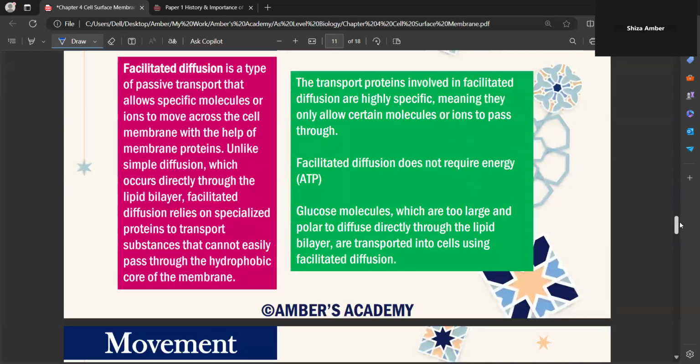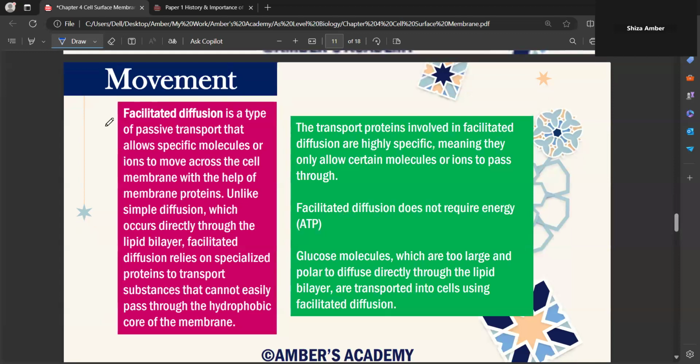Okay. Now coming towards facilitated diffusion. So this is something new. Facilitated diffusion is a type of passive transport that allows specific molecules or ions to move across the cell membrane with the help of membrane proteins. We discussed that facilitated diffusion requires channel proteins. We have two types of membrane protein, channel and carrier.